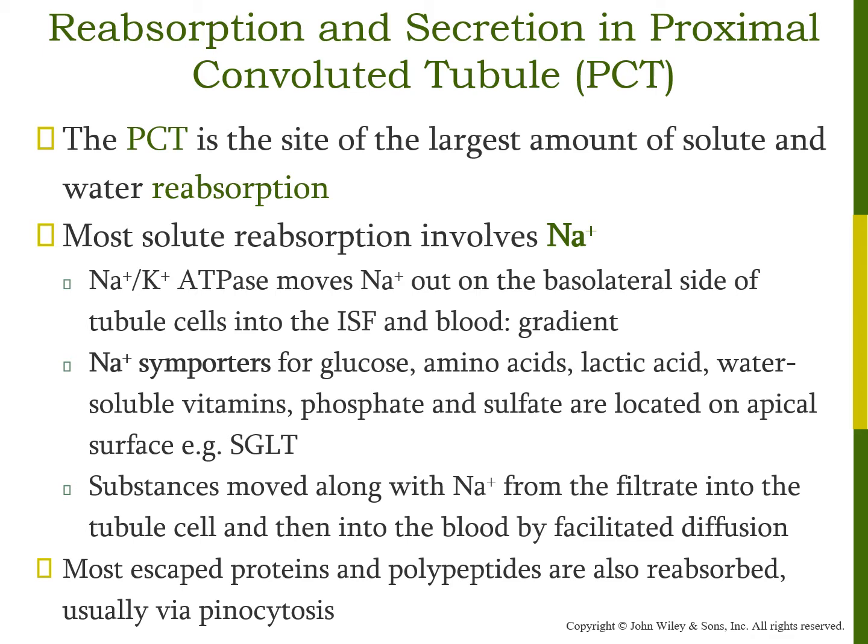Note that, as we said earlier, most escaped proteins and polypeptides are also reabsorbed here in the PCT, usually by pinocytosis, which is a type of endocytosis. Once these smaller proteins and polypeptides are inside the cell, they are broken down into their amino acids, which are then reabsorbed via facilitated diffusion out of the tubular cells into the peritubular blood.